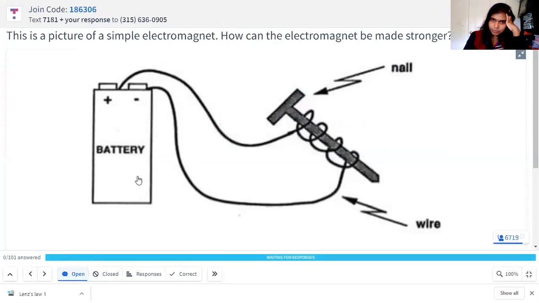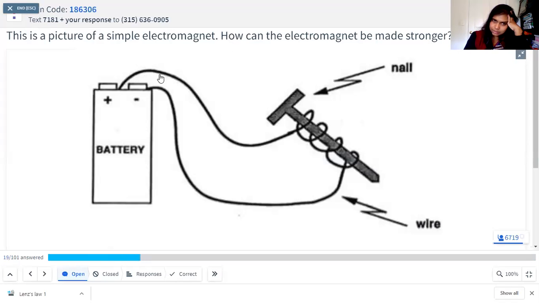All right, so this is not about testing your knowledge, but also learning something new, right? So this is a picture of a simple electromagnet. We see a battery and a nail, and we have a copper wire coiled around the nail. So it's asking, how can the electromagnet be made stronger?